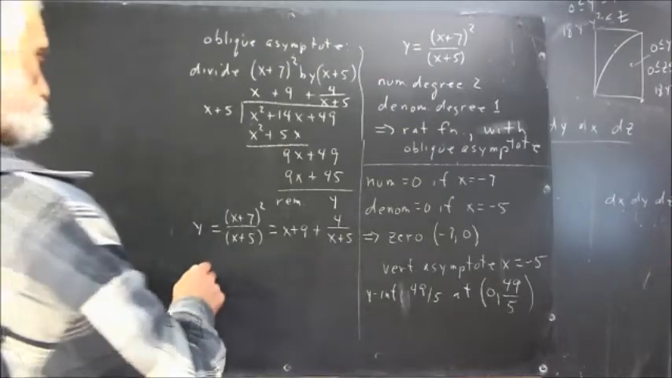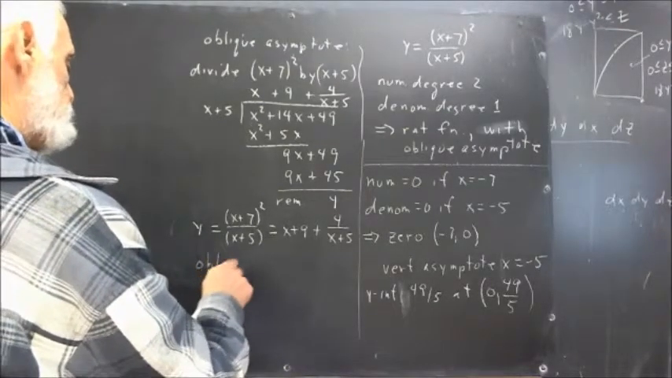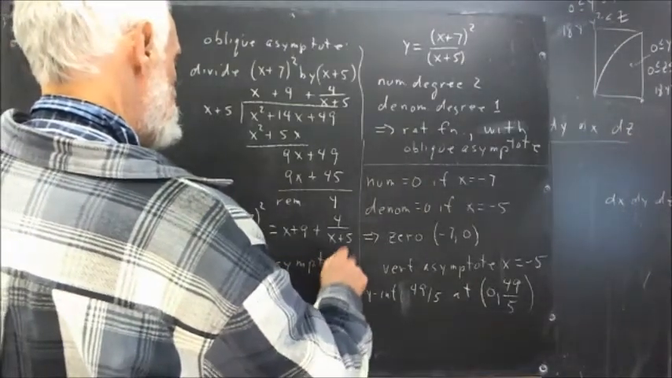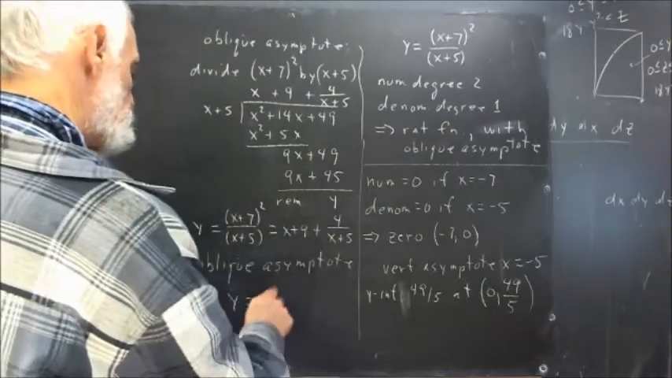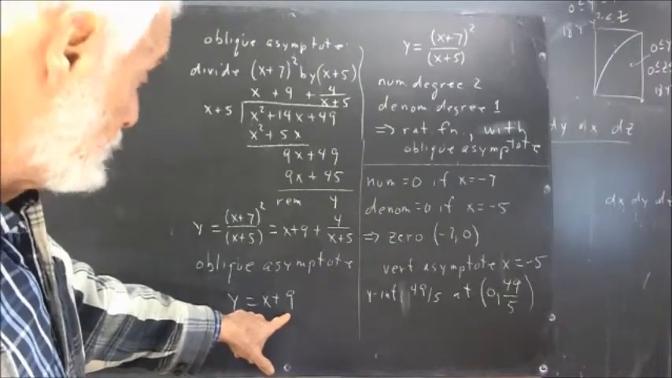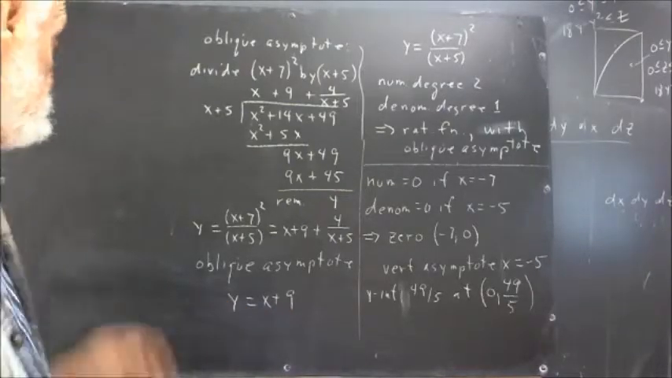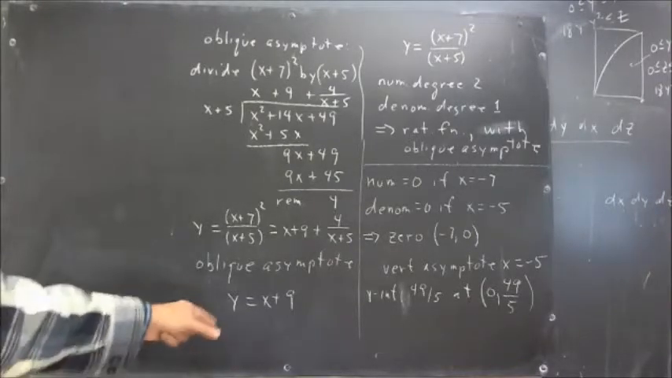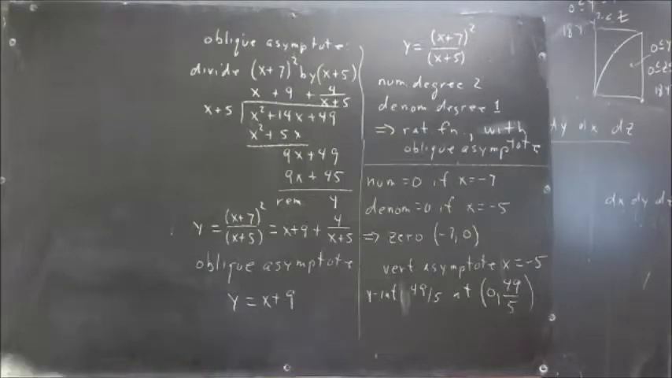So that the oblique asymptote is y equals x plus 9. That's a line with y-intercept 9, slope 1. Okay, so now how do we put all this together? Well, I'm going to pause for a second and write some things on the board so you don't have to watch me do that. And in the meantime, and of course it's going to be a very short time from your perspective, I want you to put this information together on a graph as best you can.